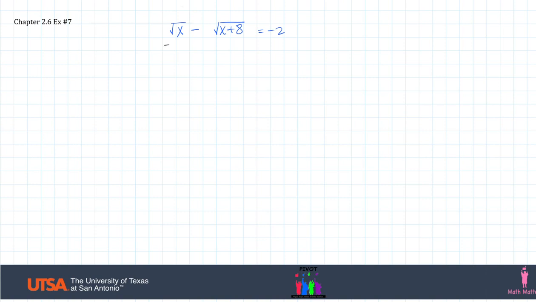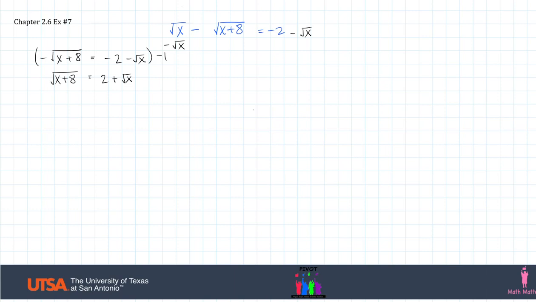If we subtract the square root of x from both sides, then we're left with negative x plus 8 root of this equals negative 2 minus the square root of x. And then if we multiply everything by a negative 1, that just makes things a little bit easier to work with because then all the negatives are gone. So this is a 2 plus the square root of x.